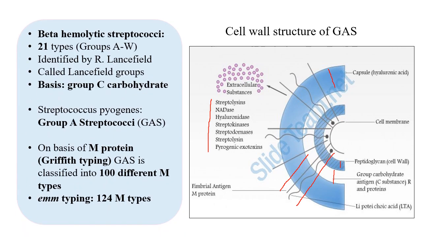So beta hemolytic streptococci have been classified into 21 types. They were identified by Rebecca Lancefield and are called the Lancefield groups. And what is the basis? The basis is the group C carbohydrate, which I have just told you about. And the first one is group A streptococci. On the basis of the M protein, Griffith typed them into 100 different M types. And M protein is a very important virulence factor. On the basis of molecular typing, 124 M types have been identified.